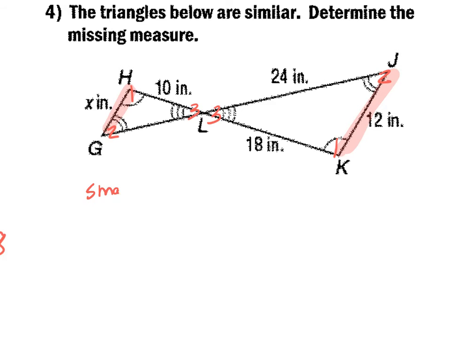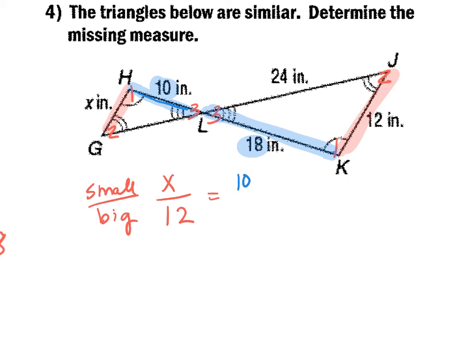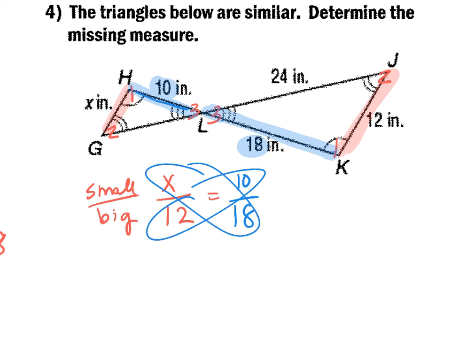So to set my proportion, I'm going small triangle to big. So small is X. The big 1 and 2 is 12. And then I need to pick one more side. So I'm going to pick the measure between 1 and 3 for both, because they both have a label there. So on my small triangle, my measure between angle 1 and angle 3 is 10. My measure between angle 1 and angle 3 on the big triangle is 18. And then I'm going to cross multiply and divide. So 12 times 10 divided by 18. And I get 6.66 repeating, I'm going to put 6.67.